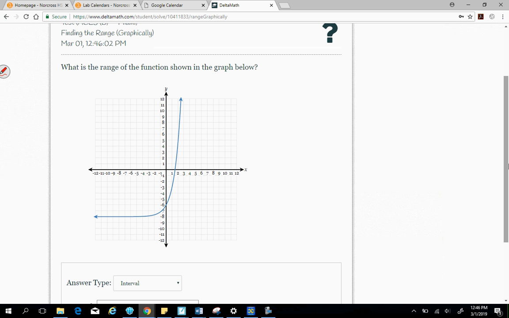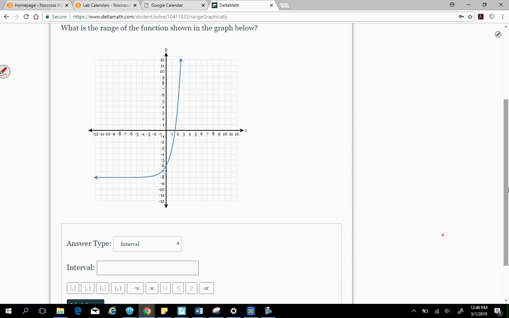Cool. So we're looking at bottom up. So what is the smallest y value that this one touches? Now, it's an asymptote. Remember that? And because it's an asymptote, it never actually touches negative 8, even though it looks like it does. So I would put a parentheses, because the asymptote never actually touches that value. Because Finding Nemo can't touch the butt. Don't touch the asymptote.